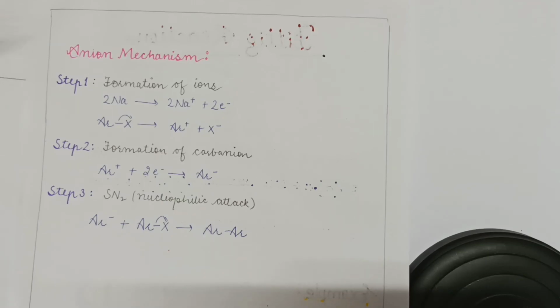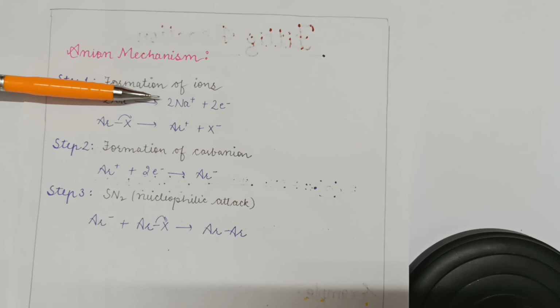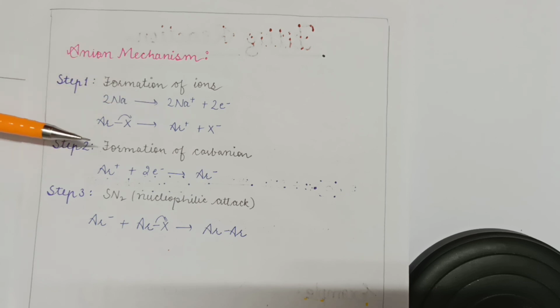So what we discussed previously was the free radical mechanism, and let us have a look at an ion mechanism also. So here step 1 would be ion formation. Again it would be the same, like sodium is going to release two electrons and going to form two sodium cations in the system in dry ether.